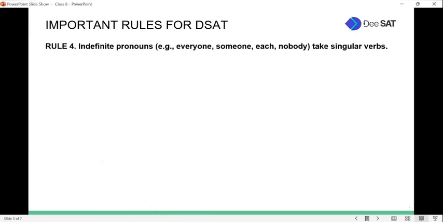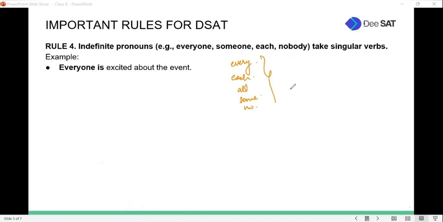Rule 4 says that indefinite pronouns, such as everyone, someone, each, nobody, will always take singular verbs. Basically, whenever using any form which says every, each, all, some, no, these all singularize your subject. When I'm saying that everyone needs to do this or nobody can do this, I am talking about each and every entity individually, thus singularizing my subject. Accordingly, the verb also is singular. Everyone, not are.